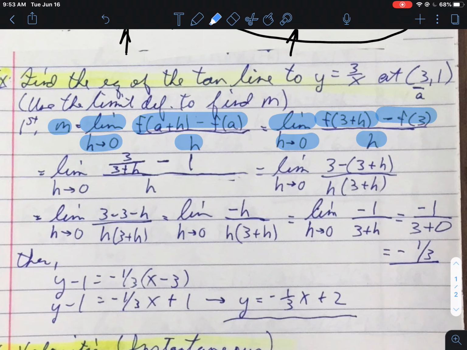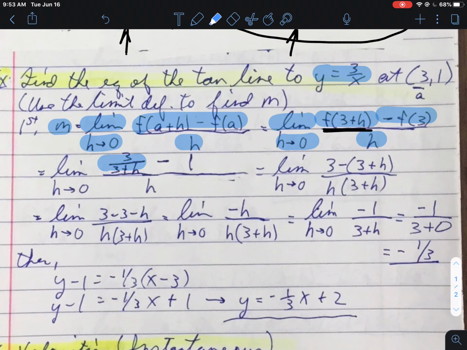Remember your basic algebra, folks. I see so many mistakes made right here with this definition. This is nothing more than evaluating the function f by plugging in 3 plus h. So our function f, which is y equals 3 over x up here, here's our function. I'm plugging in 3 plus h in place of x. So I've got 3 over 3 plus h.